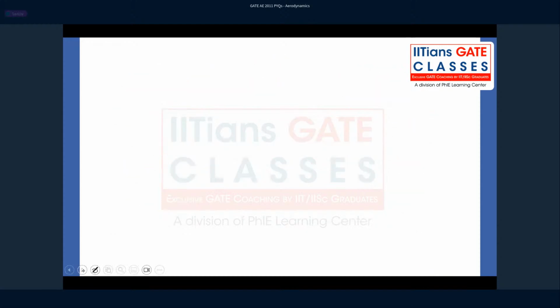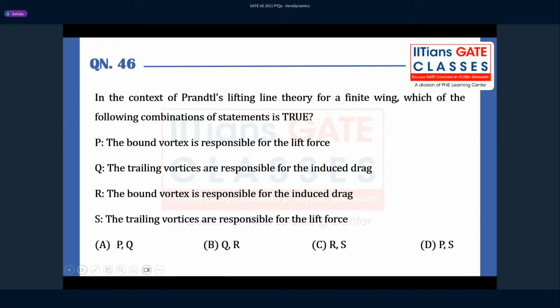Let's move on. Now this question is again a very easy question. It is from lifting line theory. Let's see what this question says. In the context of Prandtl's lifting line theory for a finite wing, which of the following combinations of statements is true? Statement P says the bound vortex is responsible for the lift force. Statement Q says the trailing vortices are responsible for the induced drag. Statement R is the bound vortex is responsible for the induced drag, and the next statement is the trailing vortices are responsible for the lift force.